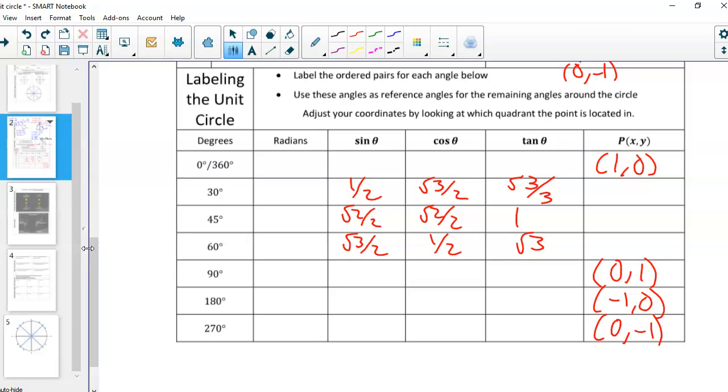Let's do these radians, and then we're going to do these three, and then go back and do the other ones. So we know this one is 0 to pi. What is the radian for 30 degrees? Pi over 6. For 45? Pi over 4. 60? Pi over 3. 90? Pi over 2. This is pi. What about 270? 3 pi over 2.